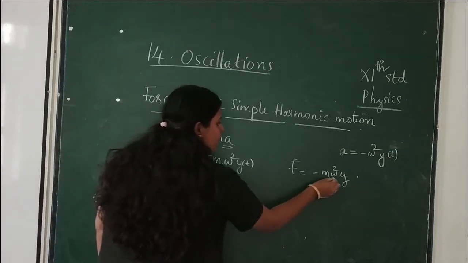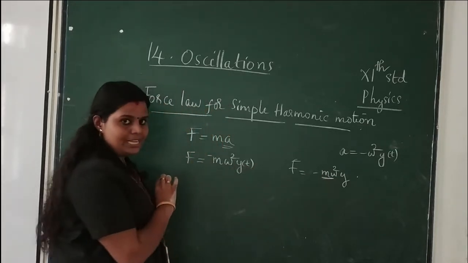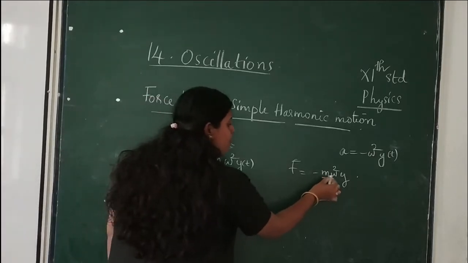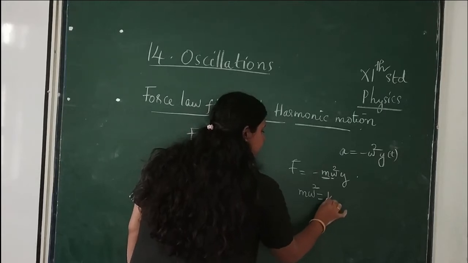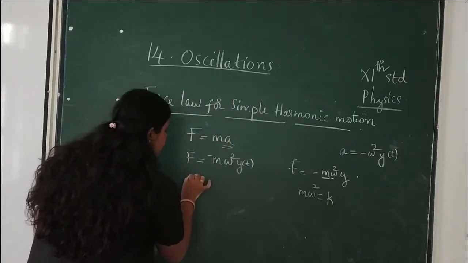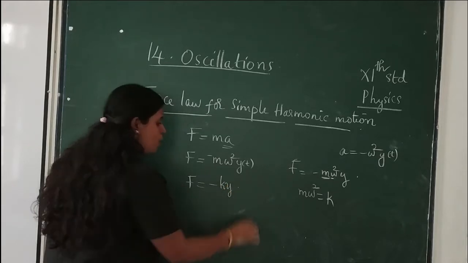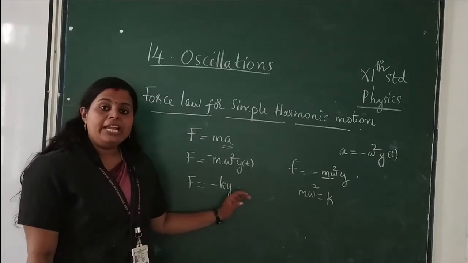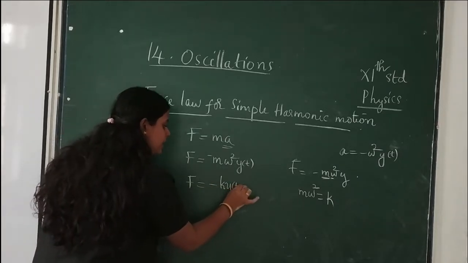ആൻഡ് ഇവിടെ m omega square എന്ന് പറയുന്നത് ഒരു കോൺസ്റ്റന്റ് ആണ് അല്ലെ, ടൈമിനനുസരിച്ച് വേരി ചെയ്യുന്നത് ഡിസ്പ്ലേസ്മെന്റ് മാത്രമാണ്. സോ ഇവിടെ നമുക്ക് m omega square എന്ന് പറയുന്ന കോൺസ്റ്റന്റിന് ഒരു വാല്യൂ കൊടുക്കാം, let it be k. അങ്ങനെയാണെങ്കിൽ ഫോഴ്സിന്റെ എക്സ്പ്രഷൻ എന്ത് വരും? F is equal to minus k into y or y of t. അപ്പോൾ ഇതാണ് സിമ്പിൾ ഹാർമോണിക് മോഷൻ എക്സിക്യൂട്ട് ചെയ്യുന്ന ഒരു പാർട്ടിക്കിളിന്റെ force.